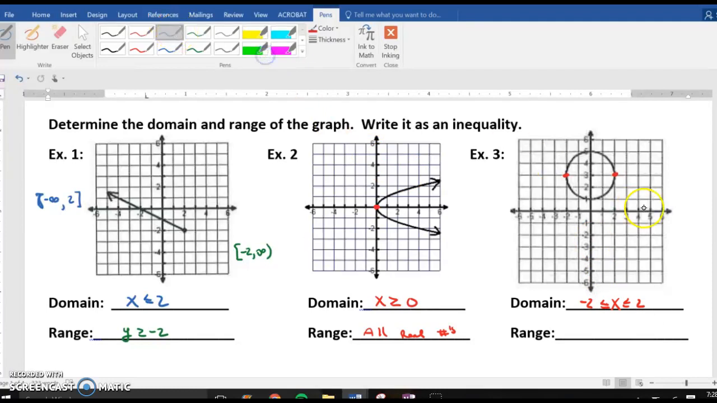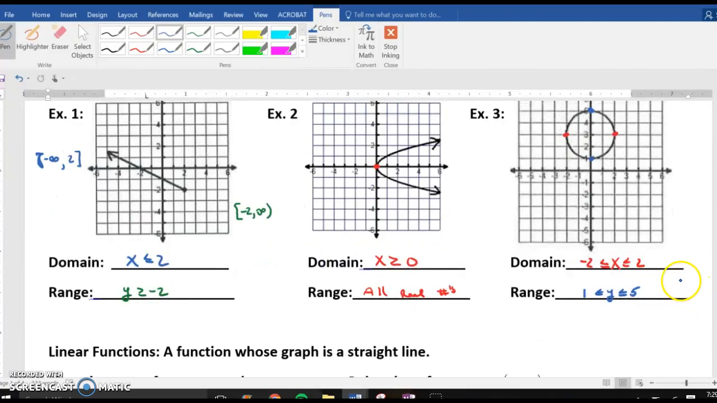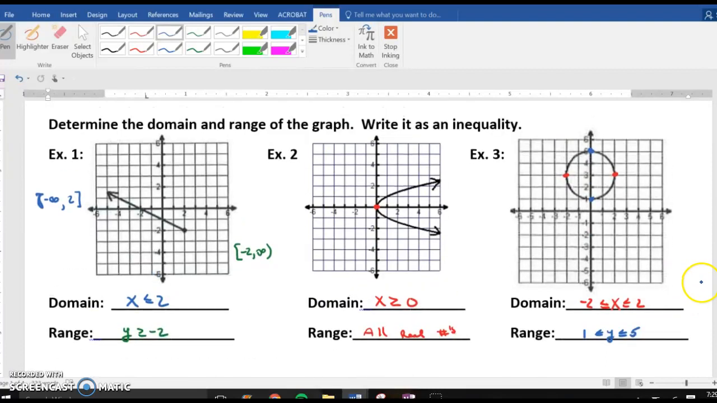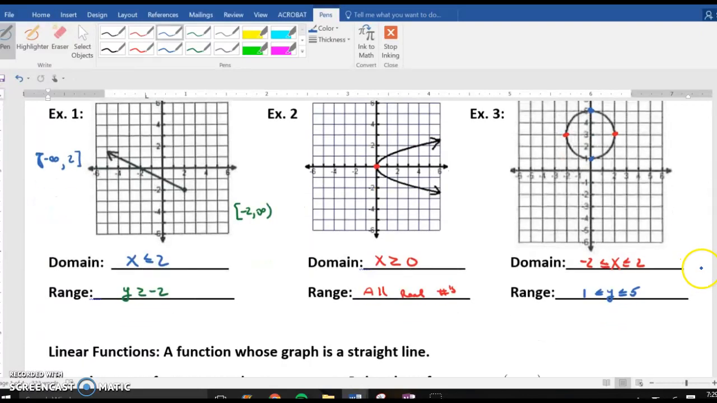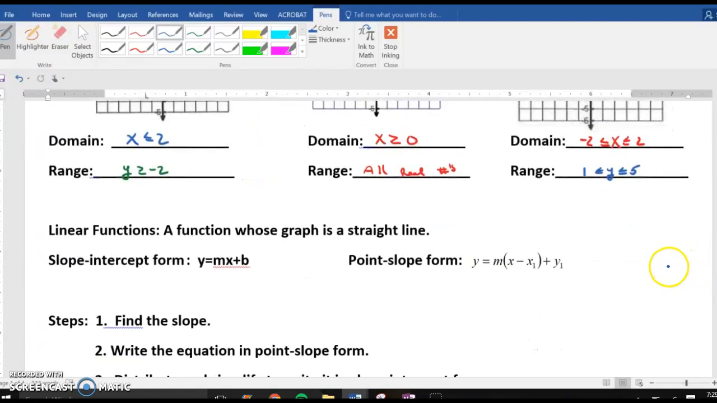Now when we look at the range, we start at 1 and go up to 5. So all the y values are greater than or equal to 1, but less than or equal to 5. Again, you've done domain and range. Inequalities may be a little bit new, but we're going to be hitting this a lot as we move along.